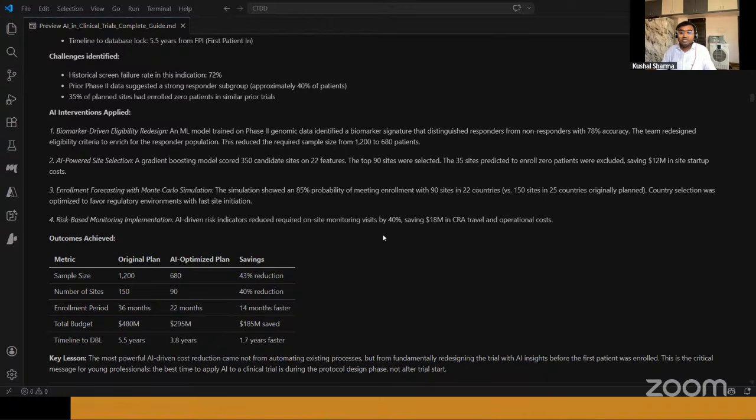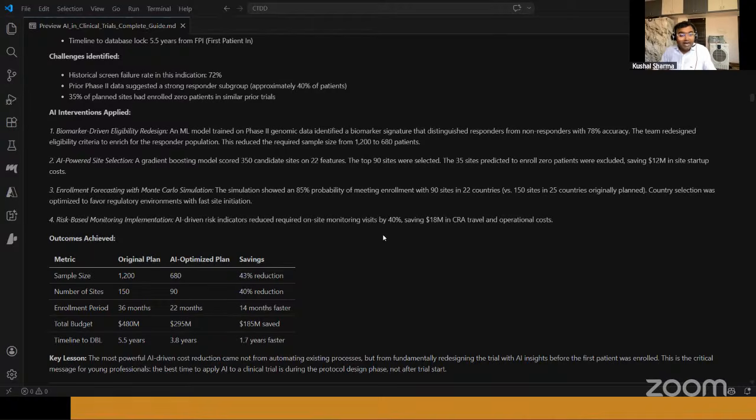Then, second is AI-powered site selection. A boosting model scored 350 candidate sites on 22 features. The top 90 sites were selected. 35 sites predicted to enroll zero patients were excluded. It saved $12 million in site startup cost.